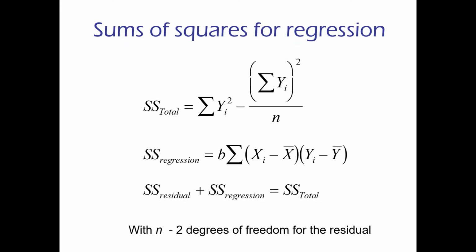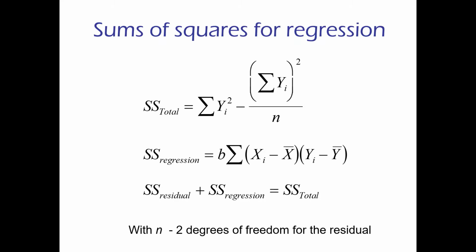Since the SS total is the sum of SS residual and SS regression, once we have the SS total and the SS regression, we can calculate our SS residual by subtracting SS regression from SS total. And here, the degrees of freedom for residual is n minus 2.